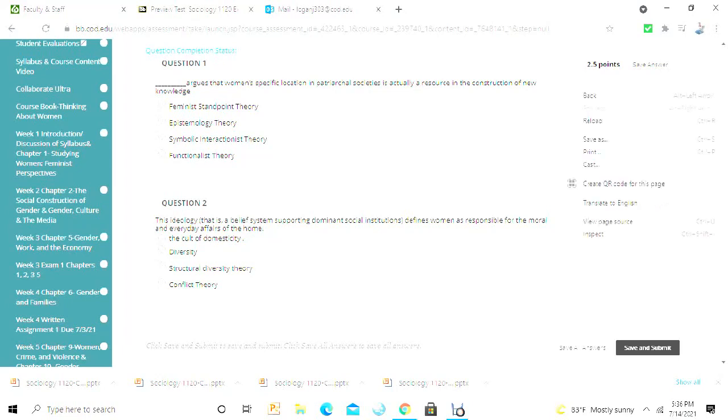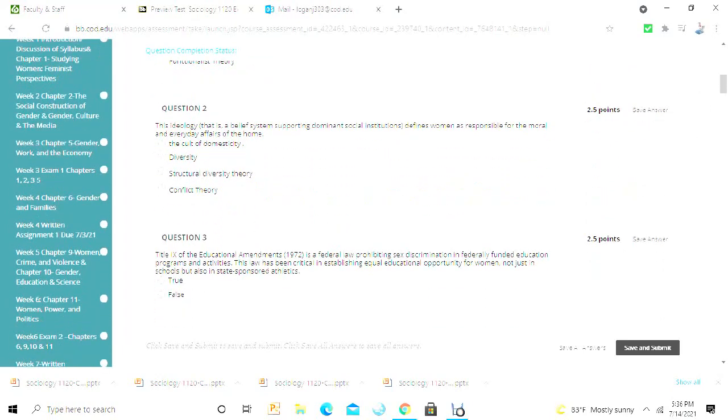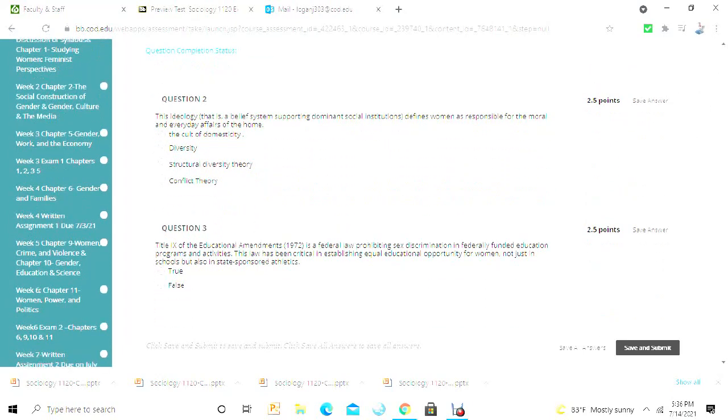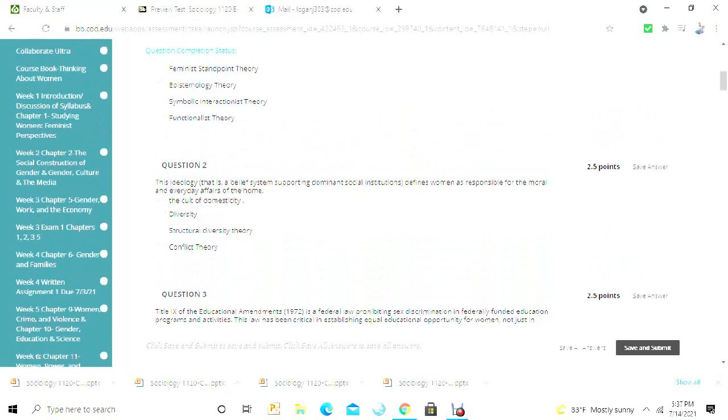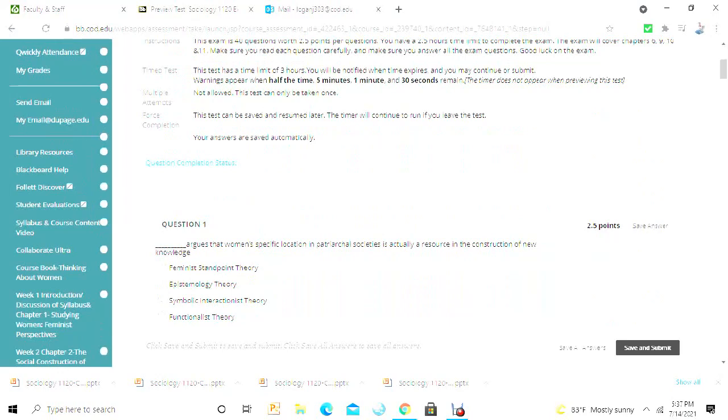As we scroll down, Title IX of the Educational Amendments of 1972 is a federal law prohibiting sex discrimination in federally funded education programs and activities. This law has been critical to establishing equal education opportunity for women, not just in schools, but also in state-sponsored activities. So true and false, these are some of the things I want you to pay attention to. These are actual exam questions out of the 40 questions. Once you finish, you save all answers, save and submit, and then you complete the exam.